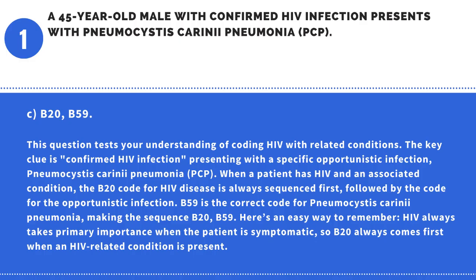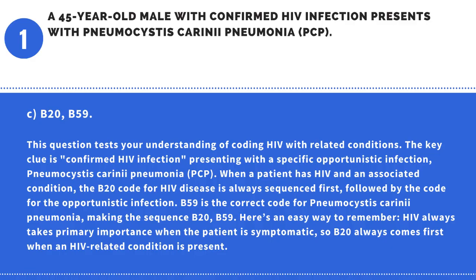This question tests your understanding of coding HIV with related conditions. The key clue is confirmed HIV infection presenting with a specific opportunistic infection, pneumocystis carinii pneumonia, PCP. When a patient has HIV and an associated condition, the B20 code for HIV disease is always sequenced first, followed by the code for the opportunistic infection. B59 is the correct code for pneumocystis carinii pneumonia, making the sequence B20 B59.